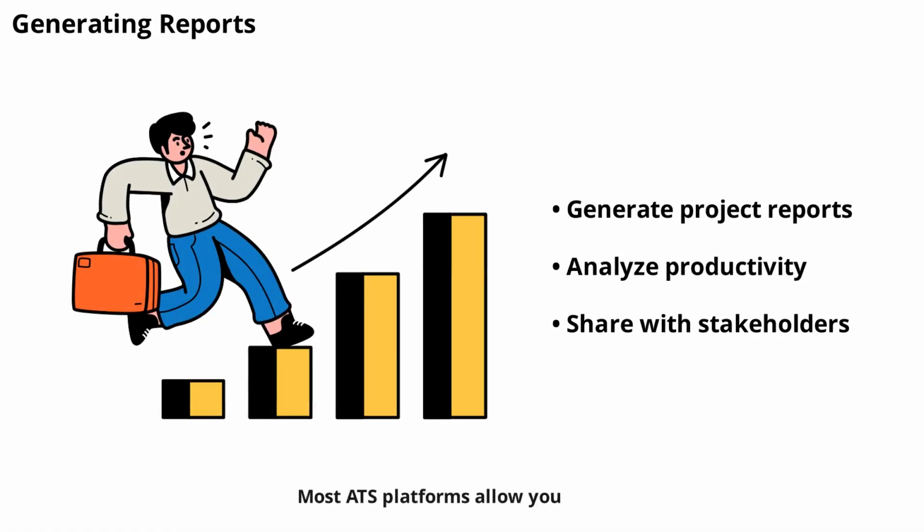Most ATS platforms allow you to generate reports on project performance. Reports can include task completion rates, team productivity, and bottlenecks. Reviewing these reports helps you understand what's working well and where improvements are needed. You can share reports with stakeholders or use them to guide your next project planning session. Learning to use reporting features will make your project management more data-driven and effective.